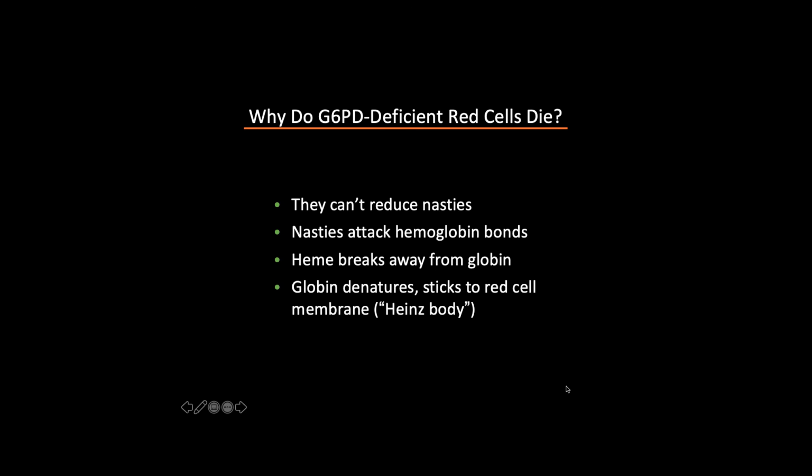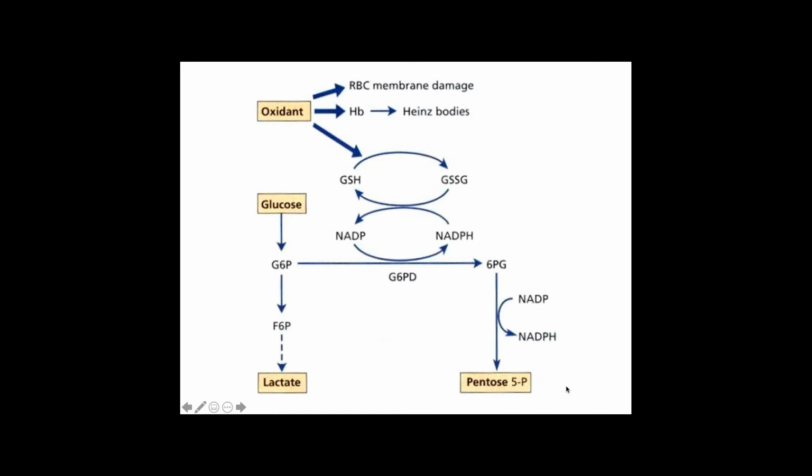So the globin is denatured and it sticks to the red blood cell membranes in what is referred to as a Heinz body. Now those Heinz bodies can be removed by cells in the spleen. And it actually looks like the red blood cells have had little bites taken out of them.